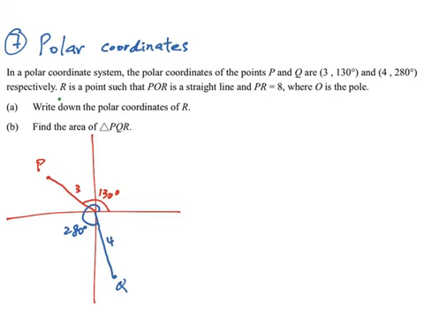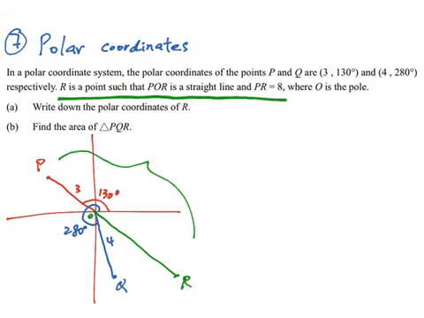Next, R is a point such that POR is a straight line, and then PR is equal to 8. So O is here, POR, that means R is here. So the total length is 8. So that means OR is equal to 5.